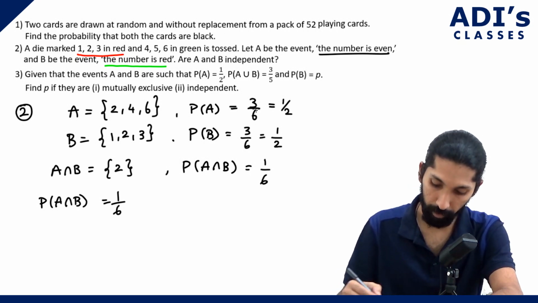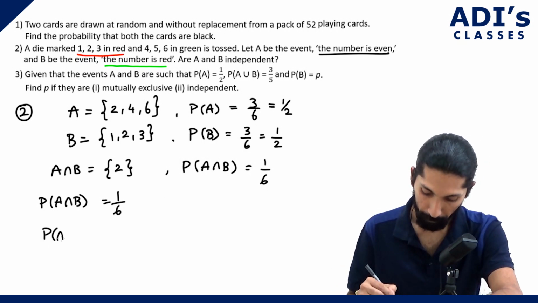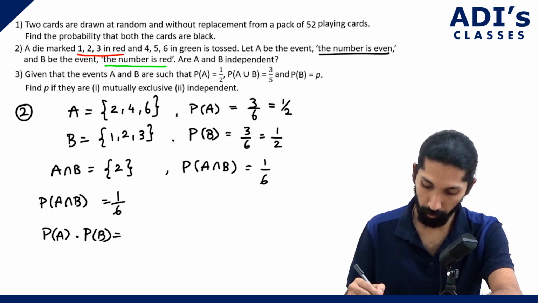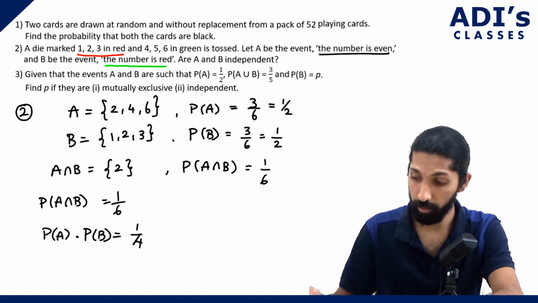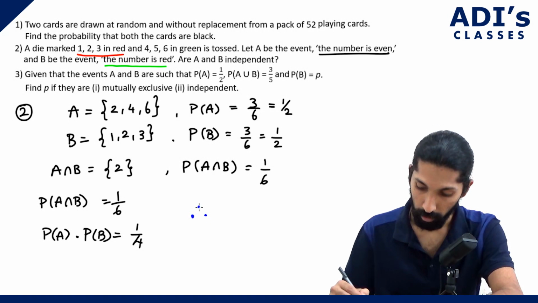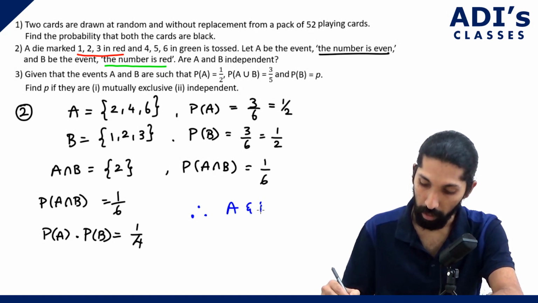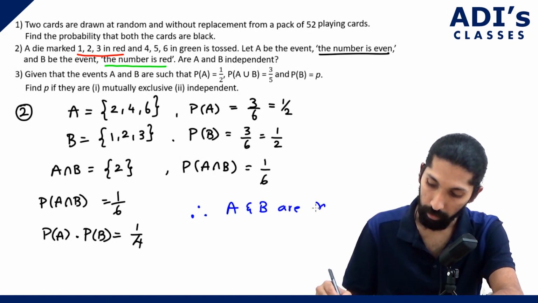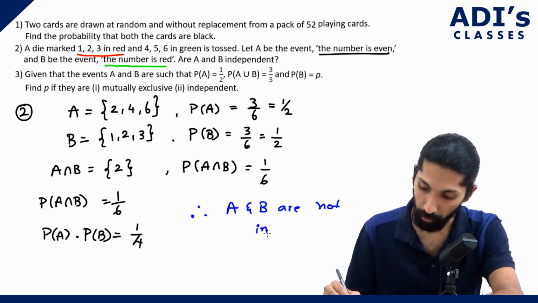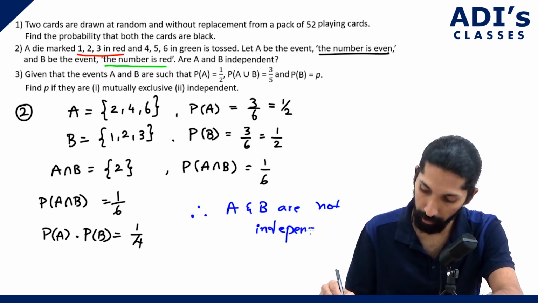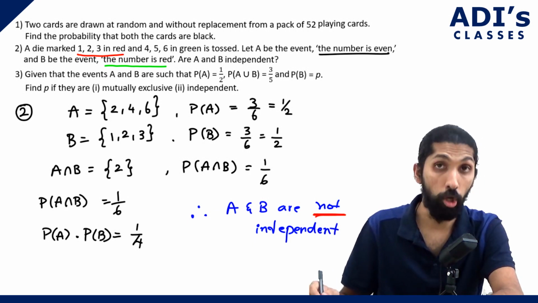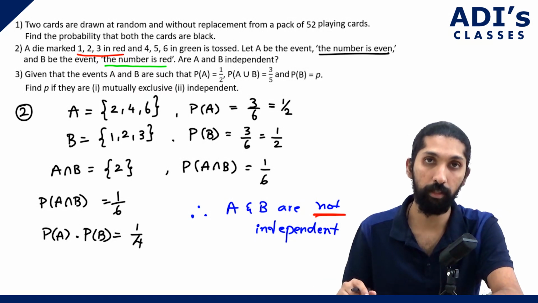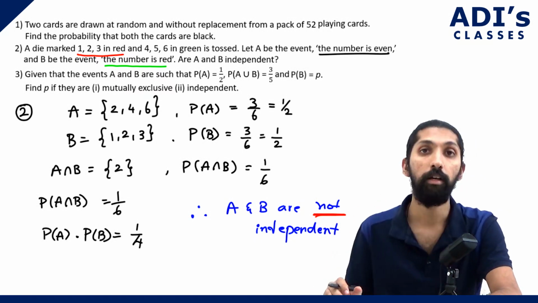P of A into P of B, 1 by 2 into 1 by 2, that's 1 by 4. They are not the same, correct? So what can we say? Therefore, A and B are not independent. So when we say they are not independent, please remember this is the keyword. Not is the keyword. Clear? This is the answer for the second one.